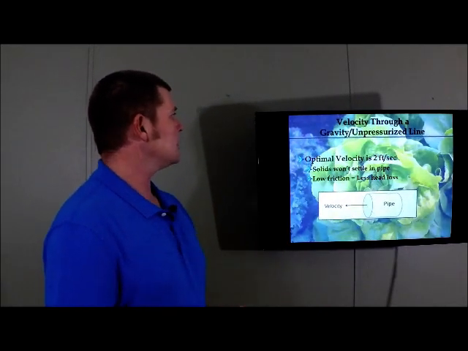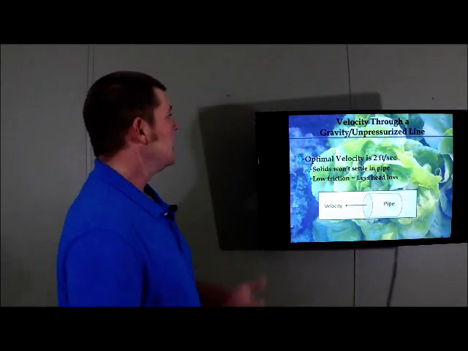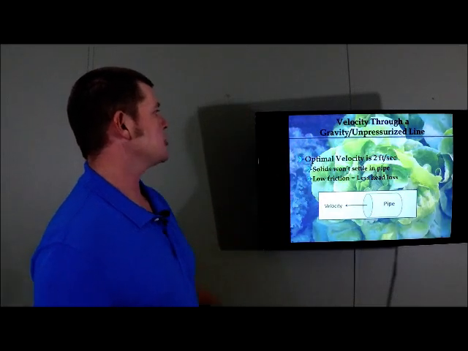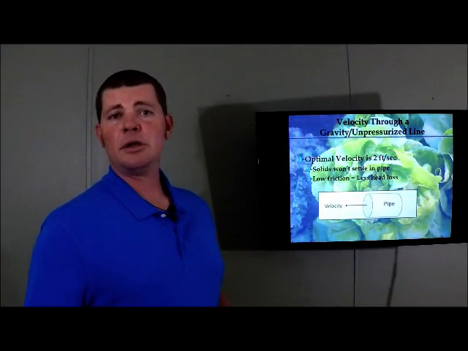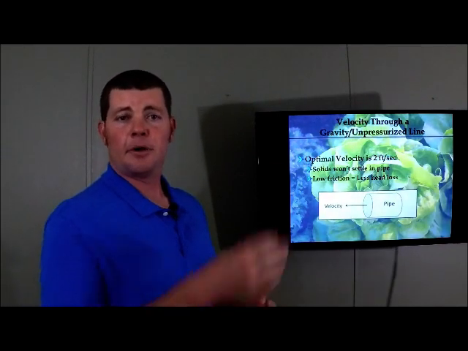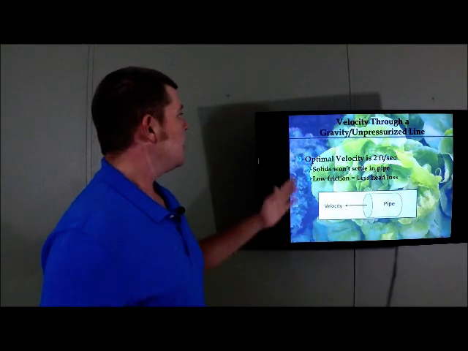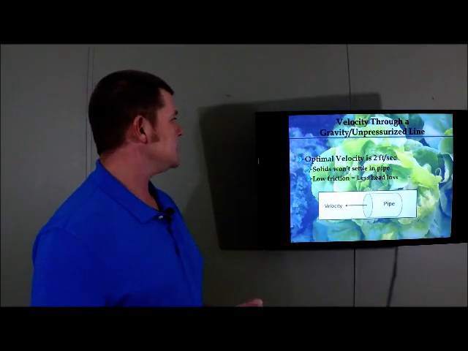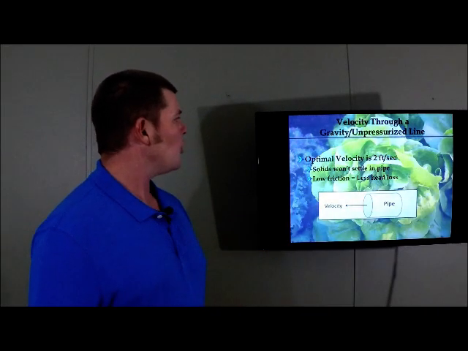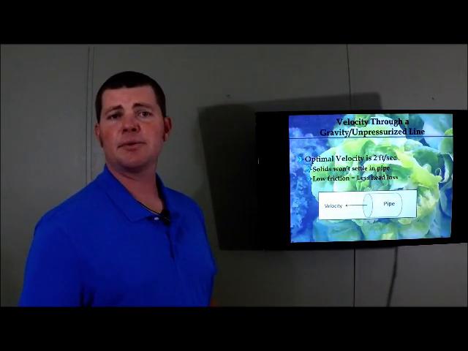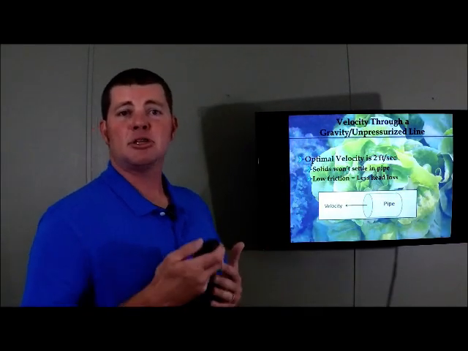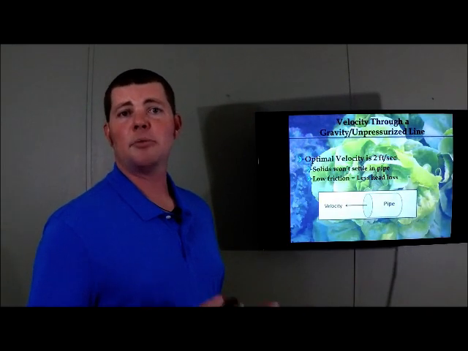So here we're going to learn V equals Q over A, like we just talked about a minute ago. So velocity through a gravity or unpressurized line. That means if we're flowing by gravity, not pushing with a pump, but if water is naturally flowing from point A to a lower point B, using gravity, the optimal velocity is 2 feet per second. This means solids won't settle in the pipe, and we still have low friction and low head loss going through that pipe. So we don't have to have huge drops between the components to actually make water move.